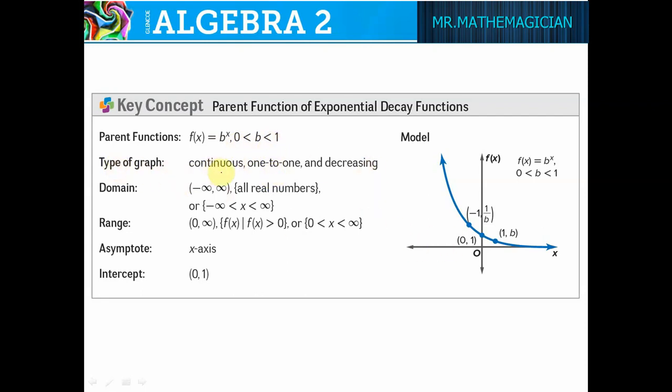The type of the graph is continuous and 1 to 1 and decreasing, as you can see. The domain is from negative infinity to positive infinity, or you can say all real numbers. The range also from 0 up to infinity, or you can say y, such that y greater than 0. The asymptote also is the x-axis, the line that we don't touch. The intercept, we cut the y exactly at 0 and 1. And it's clear that if you take the graph from left to right, it decreases.